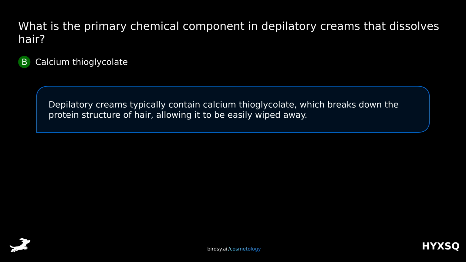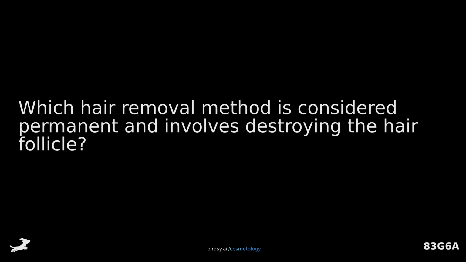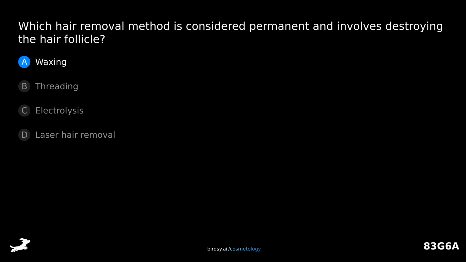Depilatory creams typically contain calcium thioglycolate, which breaks down the protein structure of hair, allowing it to be easily wiped away. Which hair removal method is considered permanent and involves destroying the hair follicle? Is it A, waxing, B, threading, C, electrolysis, or D, laser hair removal? The answer is C, electrolysis.